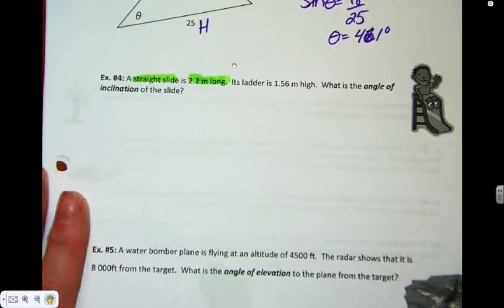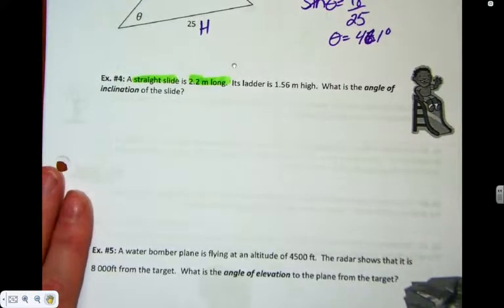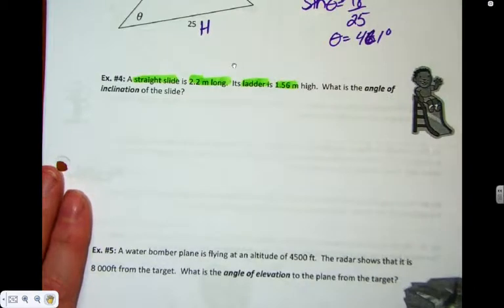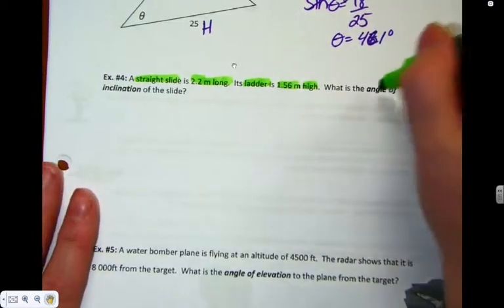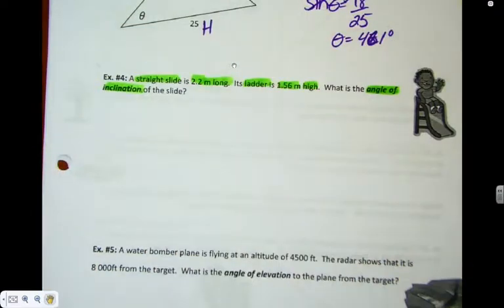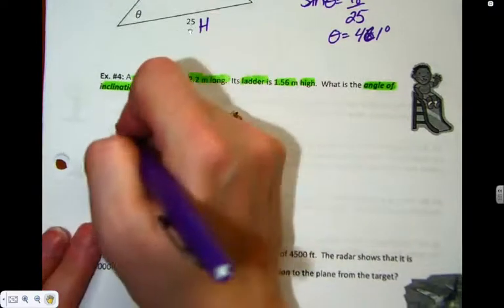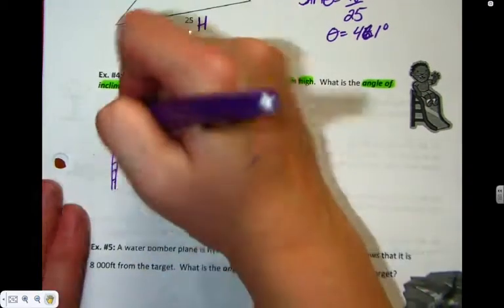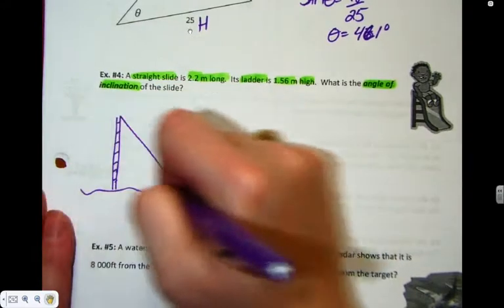Second sentence? Even bolded and italicized, angle of inclination, which is a definition we'll get in a second. So typically with slide questions, we tend to draw them as if you're looking at the side of the slide. So there's some kind of ladder, and I'm drawing it really skinny because it's from the side. Some kind of slide going down, and we know that it hits the ground.